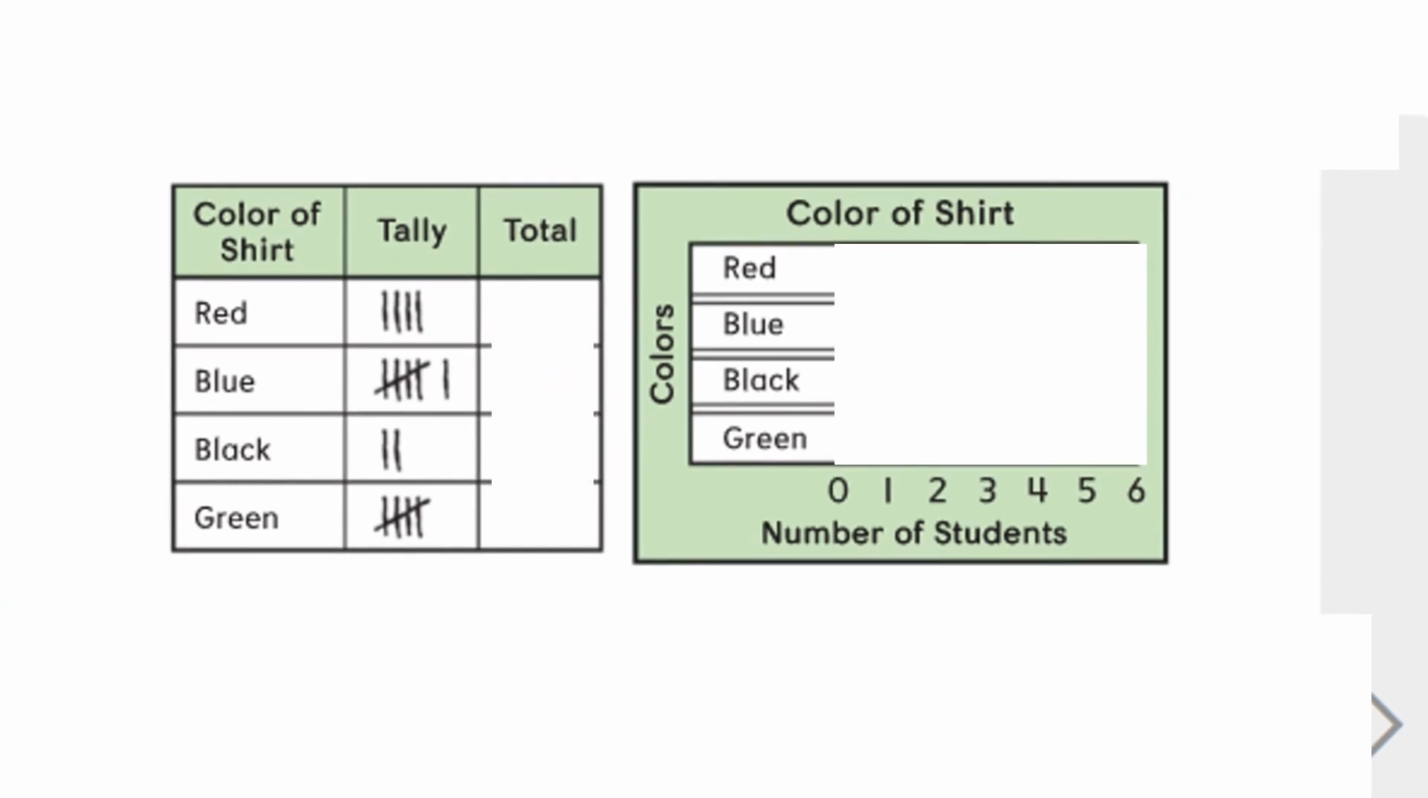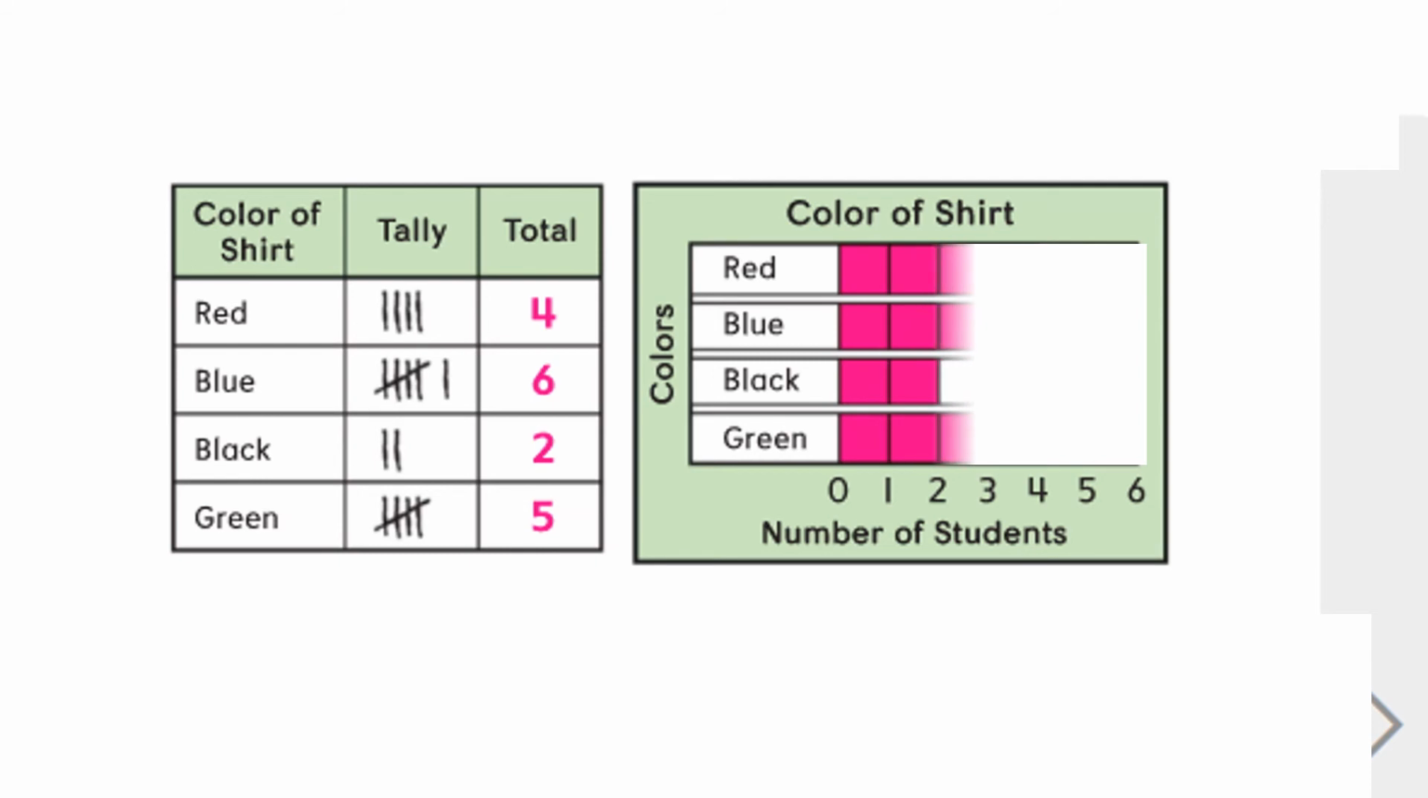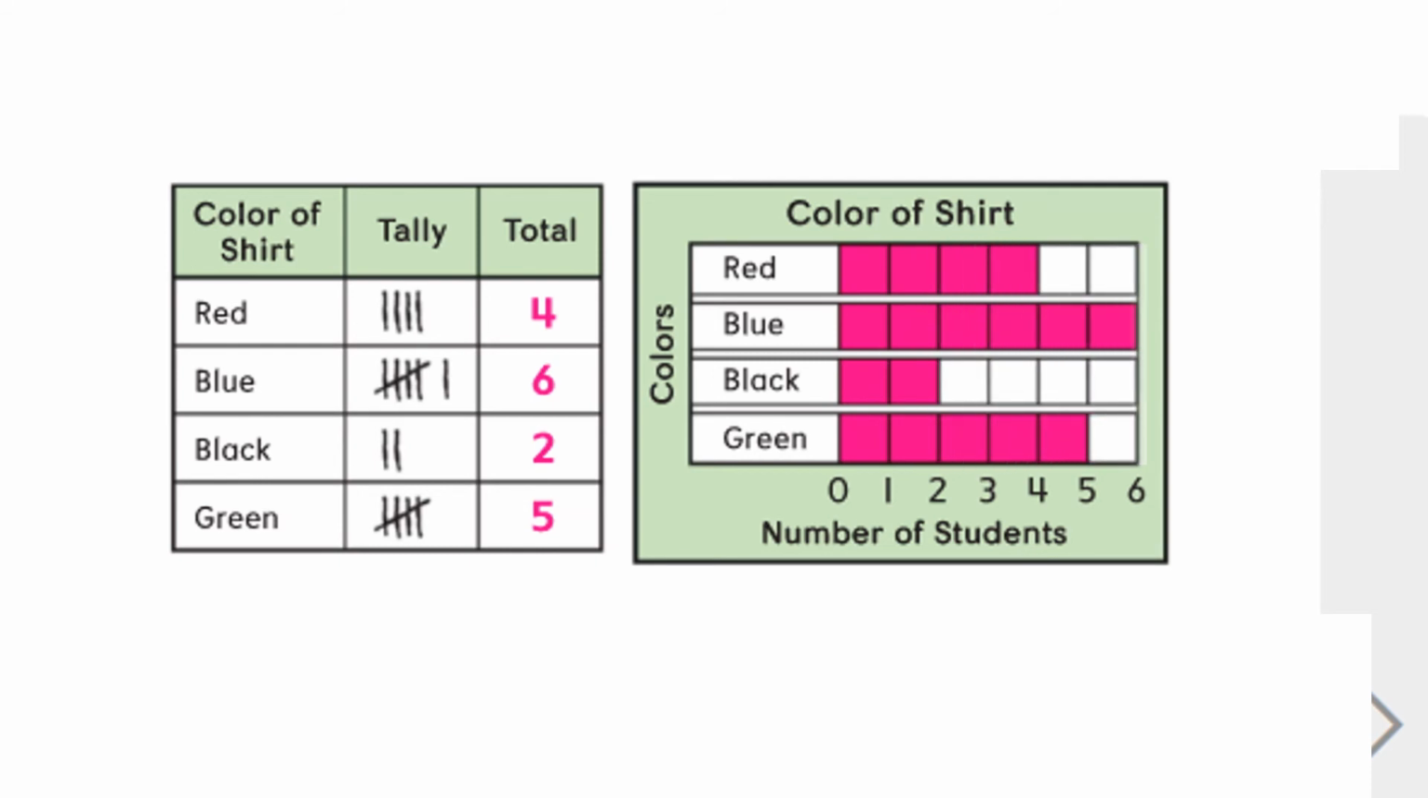Here's another one about the color of shirt that people were wearing. Four people were wearing a red shirt, six were wearing blue, two were wearing black, and five were wearing green. So we can add the numbers and then we can make our bar graph. And this is another horizontal one. Okay, and everything's clearly labeled, and it's very easy to see what the most popular and least popular shirt color is.